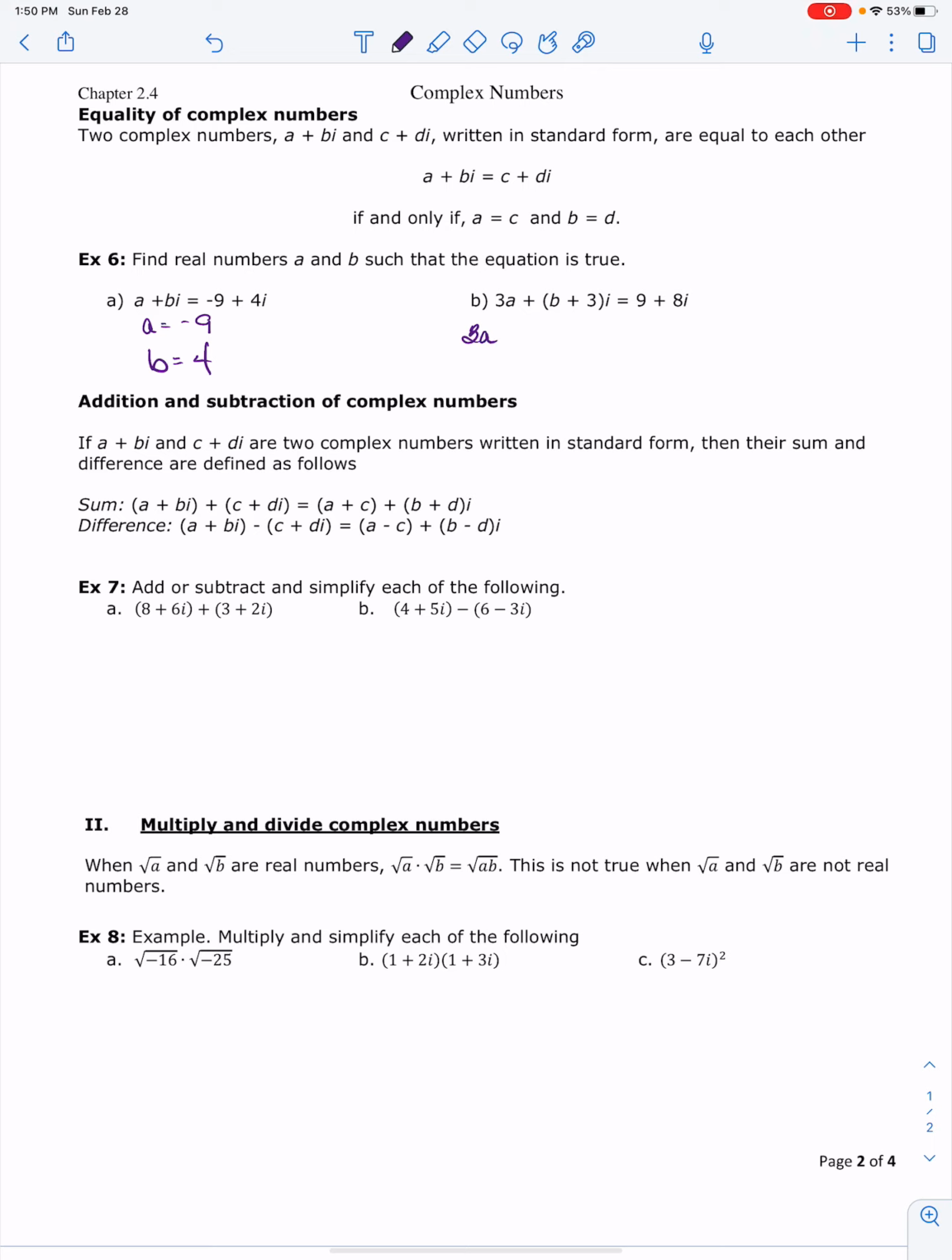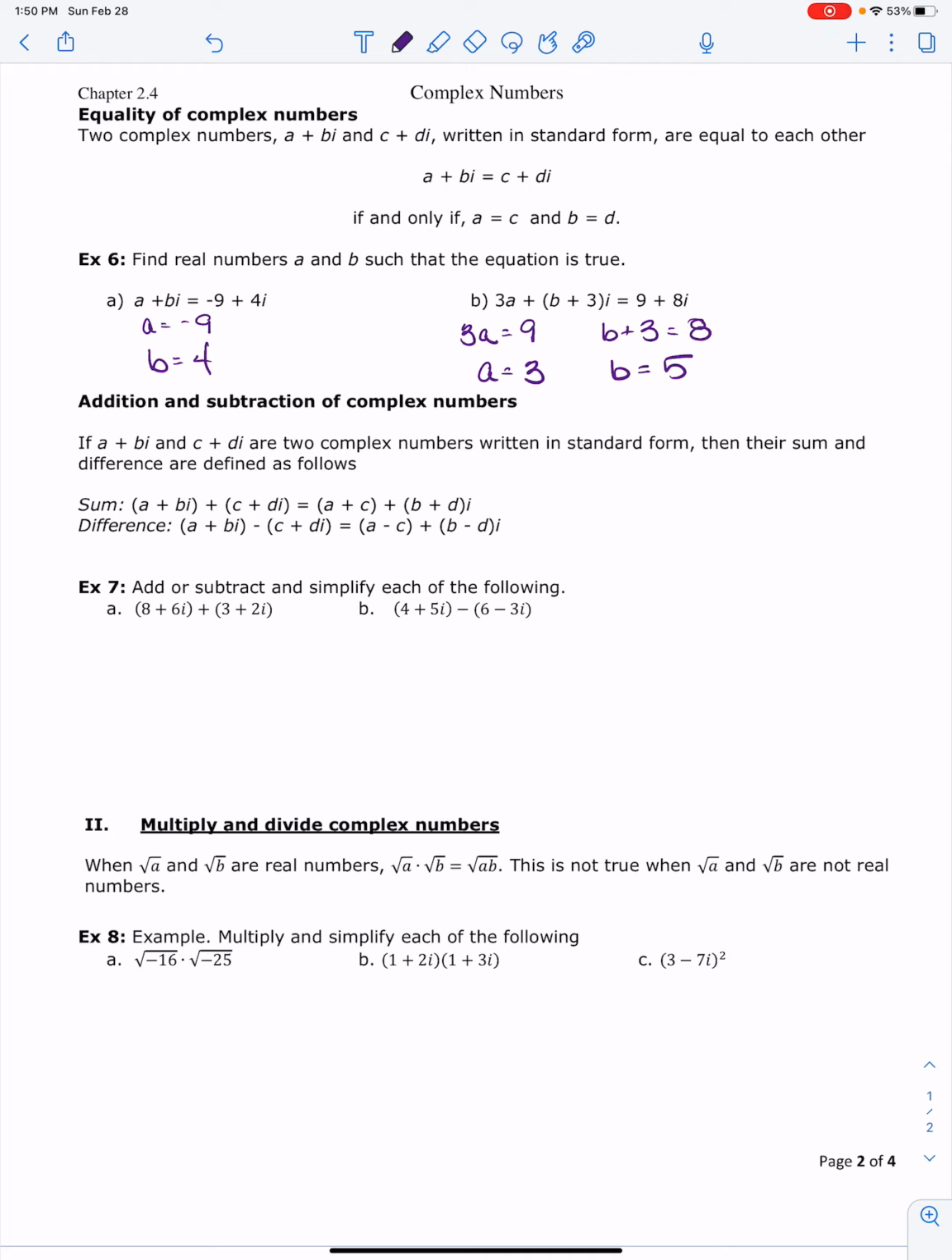I've got real part 3a equals 9, divide both sides by 3, and a equals 3. We got b plus 3 has to equal 8. Imaginary part has to equal imaginary part. So b equals 5.